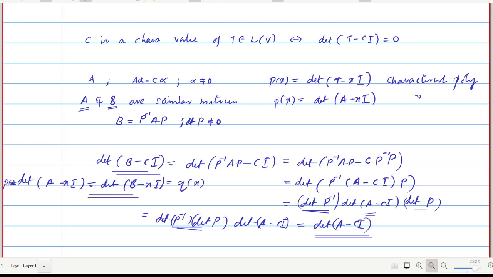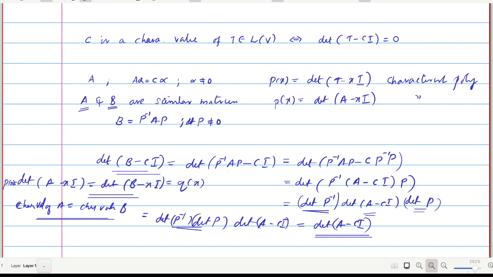Once you are given two similar matrices, the characteristic polynomials of these two similar matrices will be the same. Therefore the characteristic equations coincide. The characteristic equation of A is determinant of A minus Xi equal to 0, so the roots of that will be the same as determinant of B minus Xi equal to 0, because these two determinants are the same. So the characteristic values of A are the same as the characteristic values of B. That means similar matrices have the same characteristic values.